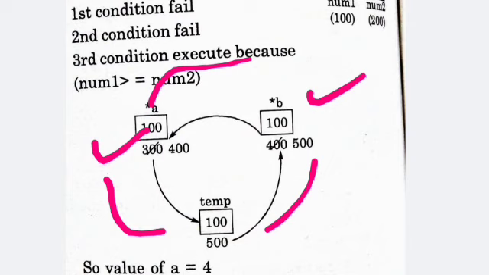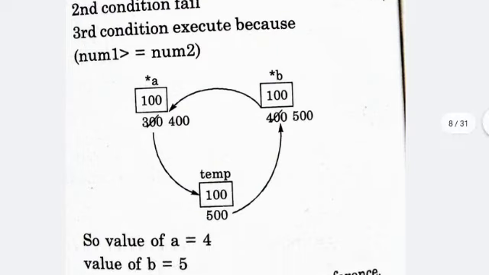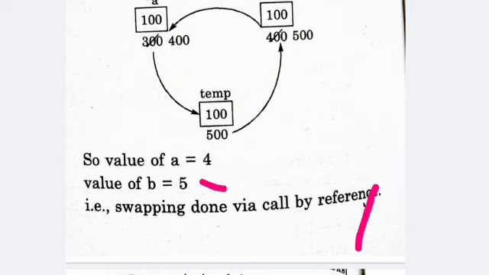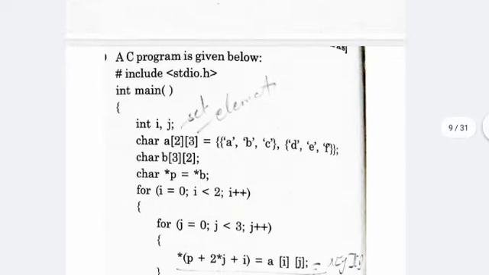So we get here the value of a is 4 and the value of b is 5. So the swap function is called by reference. So after swapping by call by reference, we get here 5 and 4, which is 5 for B and 4 for A. So the correct answer is 4, 5. That is your option C. Now come to the next question.